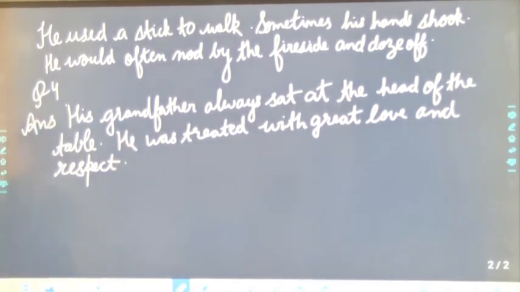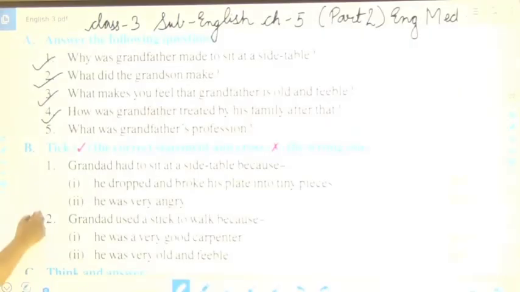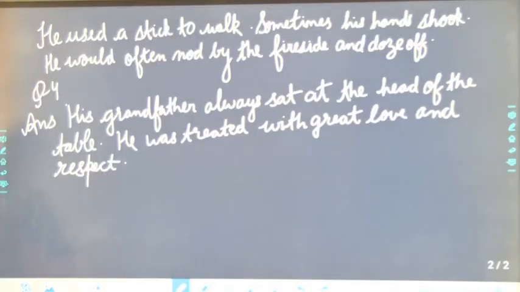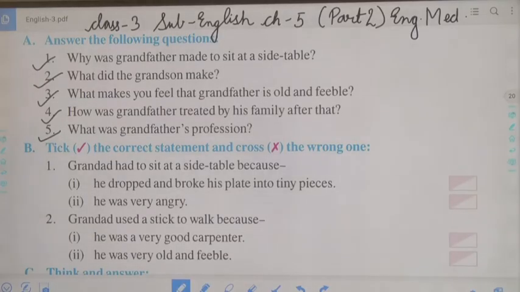Now move to the next question. That is question number 5. What was grandfather's profession? Students, this is your homework. You have to do yourself. Now move to the next question.